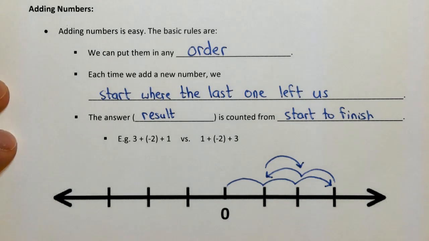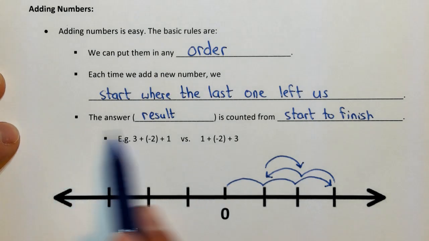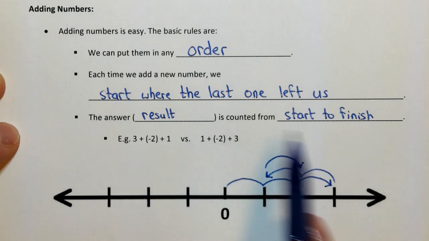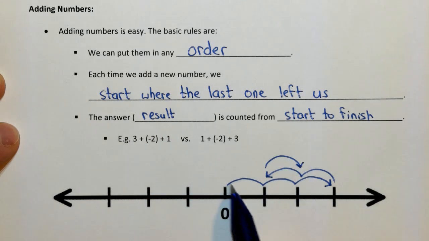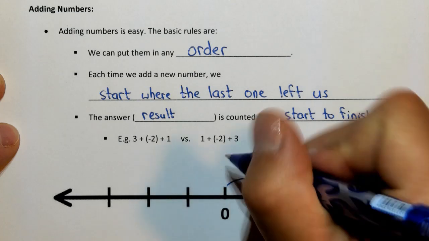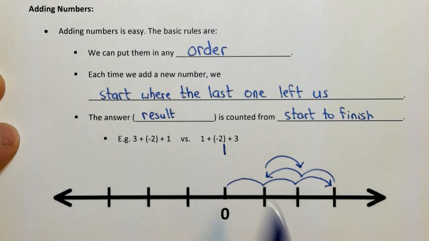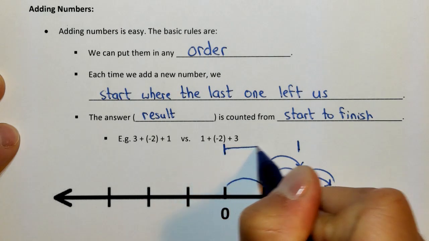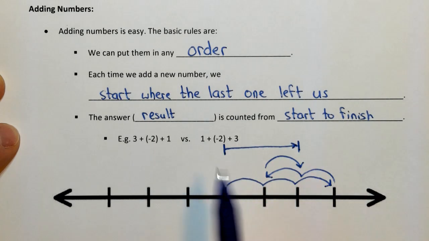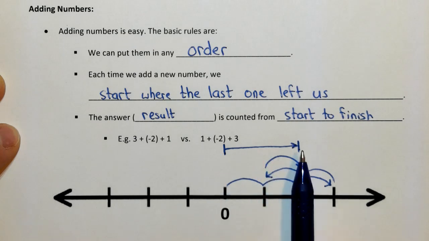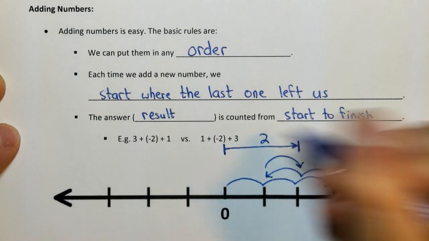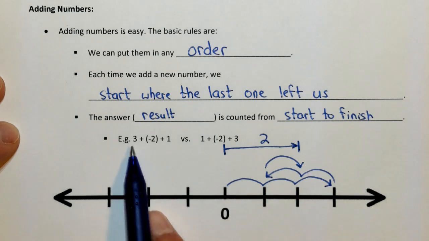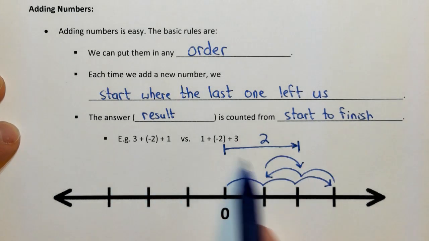Okay, so that's just a bunch of blue lines on a page. It's hard to see how that's really an answer. So let's look at the third rule. The result of adding a bunch of numbers is counted from start to finish. So where did I start? That was over here, where my blue line started. So there's my start. And where did I finish? Well, the last arrow brought me to here. So that's my finish. So from start to finish is 1, 2. So the answer to this question, 3 plus -2 plus 1, is 2.